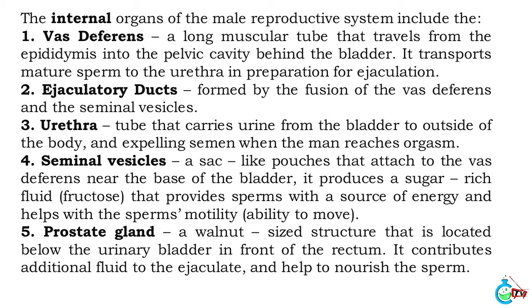4. Seminal vesicles. Sac-like pouches that attach to the vas deferens near the base of the bladder. It produces a sugar-rich fluid, fructose, that provides sperm with a source of energy and helps with the sperm's motility, ability to move. 5. Prostate gland. A walnut-sized structure that is located below the urinary bladder in front of the rectum. It contributes additional fluid to the ejaculate, and helps to nourish the sperm.